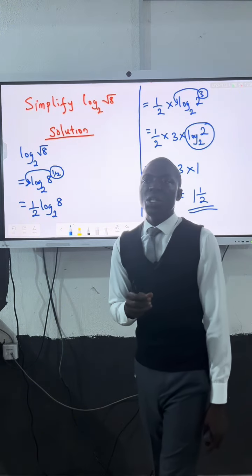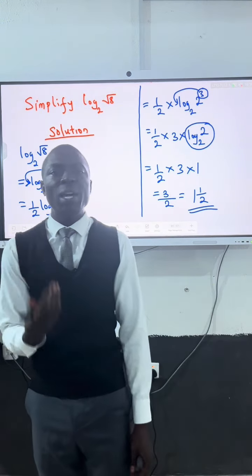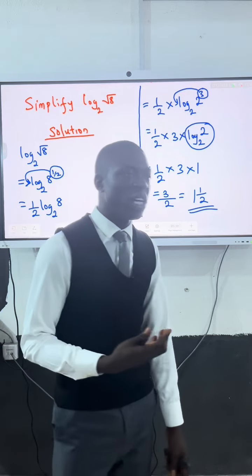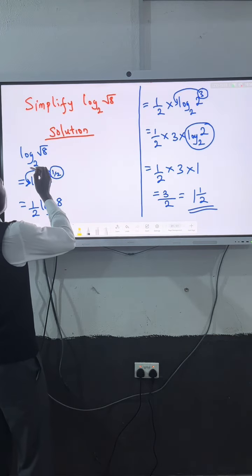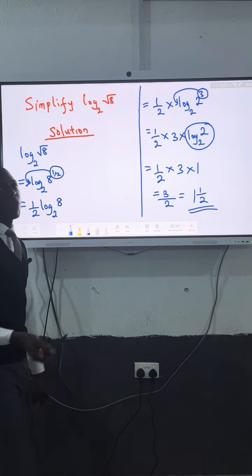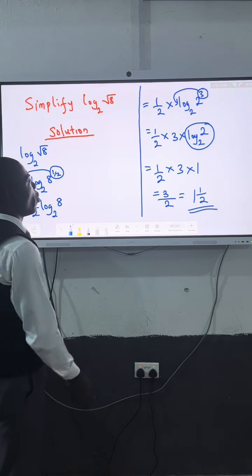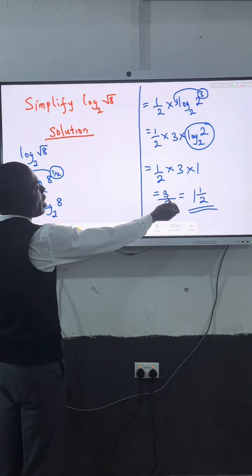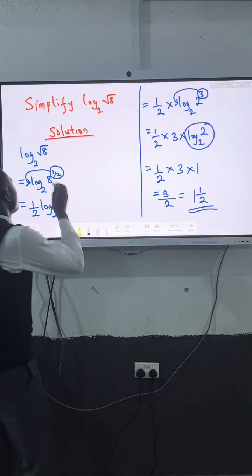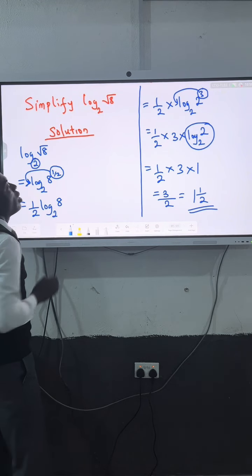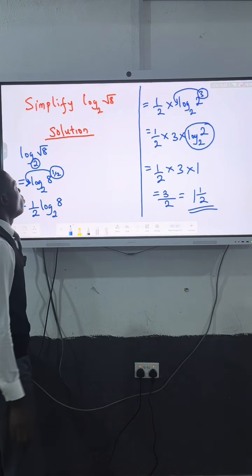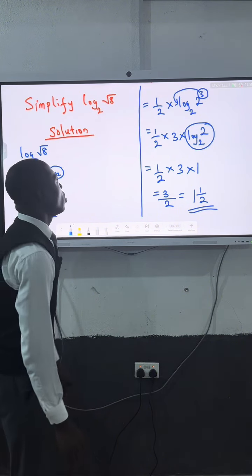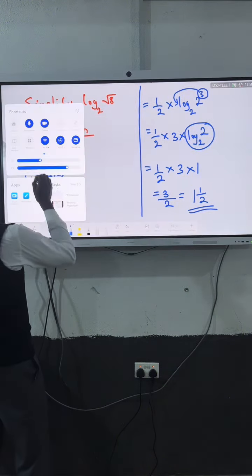So remember, the most important thing in logarithm is the base. Logarithm is all about saying, what will you raise the base to that will give you square root of 8? That's the meaning of this question. And we discovered that the answer is actually 3 over 2. What it means is that if you raise this base 2 to power 3 over 2, it is the same as the square root of 8. So this is how we handle equations of this kind.